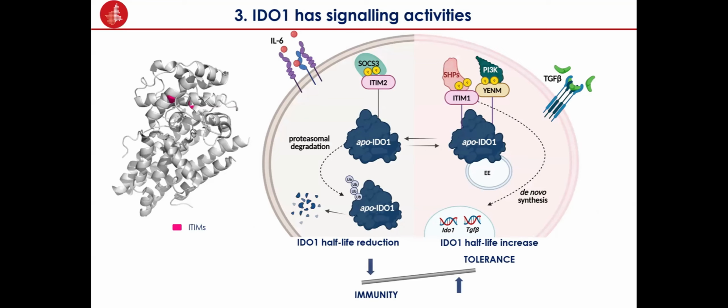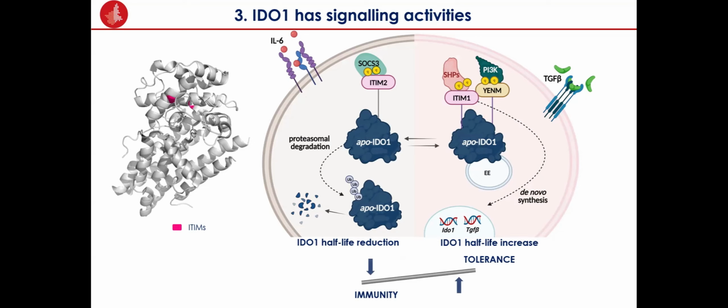And in particular, after a conformational change of the protein, ITIMs are exposed and are phosphorylated in correspondence of tyrosine residues. And this promotes the association of IDO1 with different molecular partners. And in particular, in a context driven by interleukin-6, IDO1 is able to associate with SOCS3, and this induces the proteasomal degradation of the protein, while in a context driven by TGF-beta, IDO1 associates with the SHPs, and this induces the de novo synthesis of both IDO1 and TGF-beta itself.